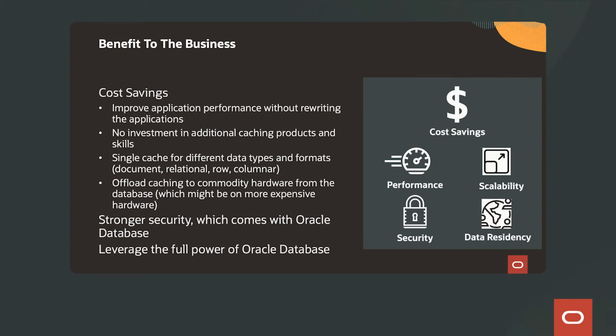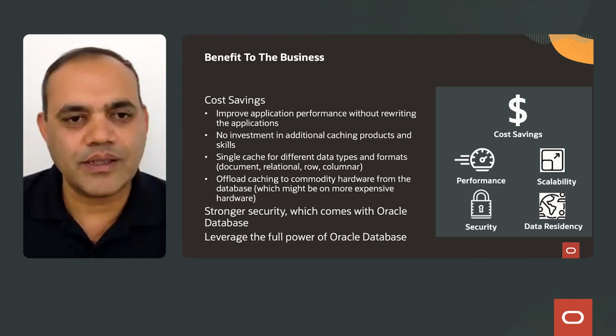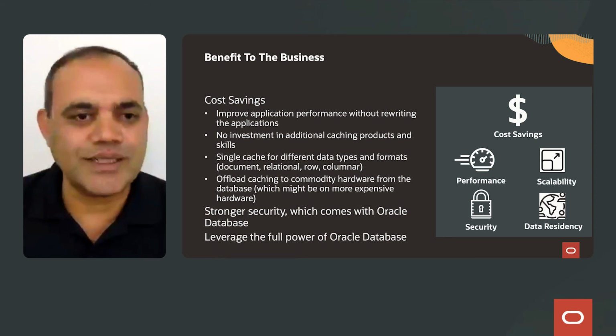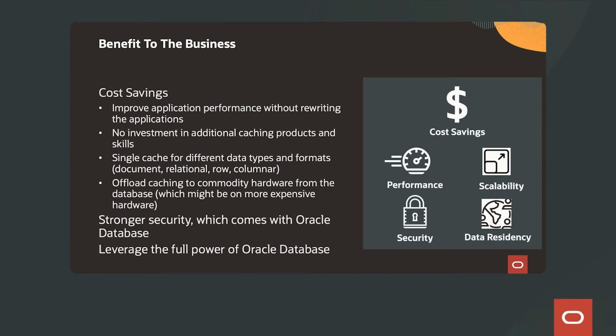Oracle True Cache offers several benefits to the business. It enables significant cost saving by improving application performance without having to rewrite the applications. It does not require any additional investment in new caching products or new operational skill set. The management and the operational skill for true cache are the same as in Oracle database. It can be used as a single cache for different data types and format, for example, document, relational, row, columnar.